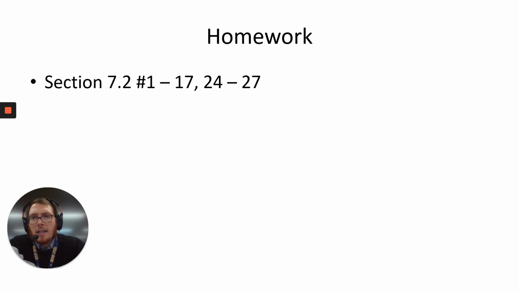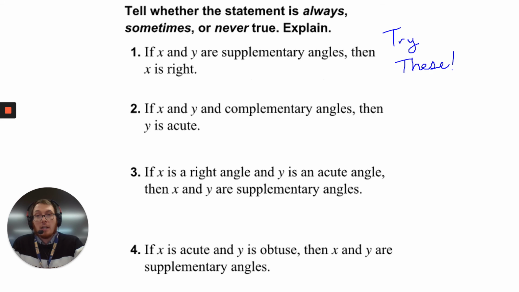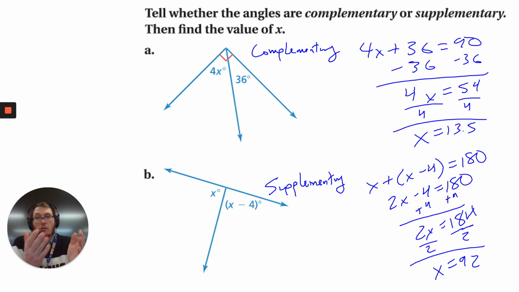Okay, your homework today is all of 1 through 17 and 24 through 27. There's a mix of different styles of questions. Some will just tell you, are they complementary? Are they supplementary? Solve for x. Make sure for the solve for x questions you're showing work similar to what we did right here. So you should have something that looks kind of like this. It may be a little bit different, but you need some steps shown.